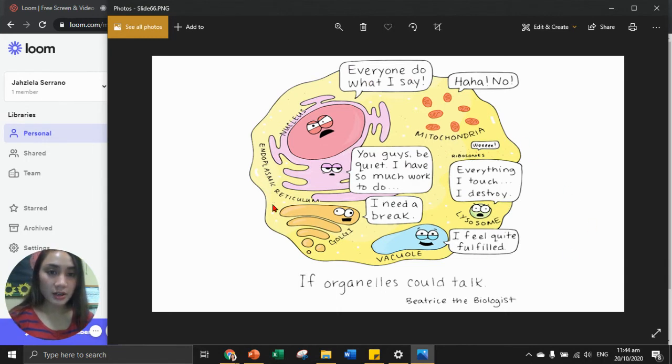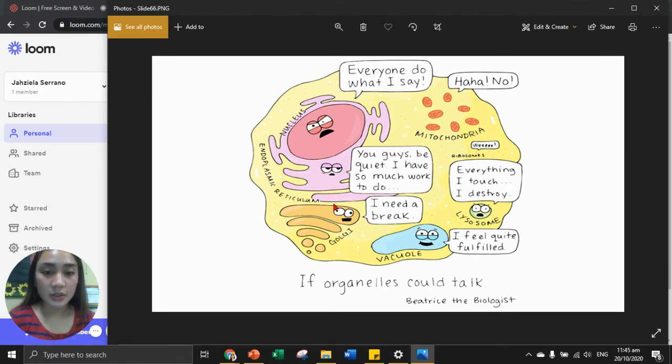Okay, so another picture just for icebreaker. So sabi dito, if organelles could talk, ito yung sasabihin nila. So nucleus, sabi, everyone do what I say. Kasi nga para siyang command center, no? And then sa ER natin, endoplasmic reticulum says, you guys, be quiet. I have so much work to do. Why? Because its main function is for protein synthesis.